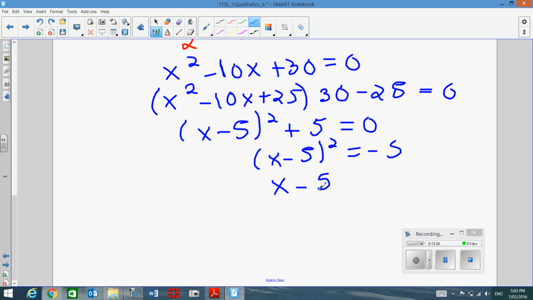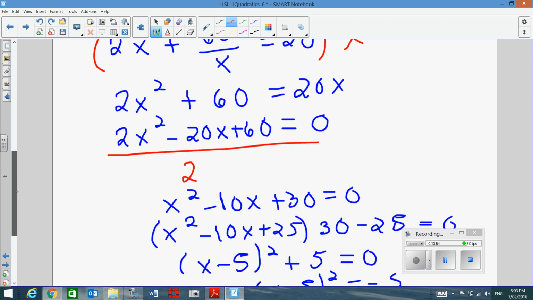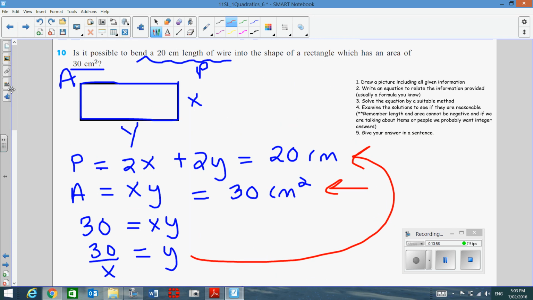So I now have plus or minus the square root of negative 5. Tell me something. There should be a red light going off in your head right now. There is something wrong with taking the square root of negative 5. So I haven't even finished, and I've realized that I'm actually not going to get a real answer by doing this. So let's go back up to the question, make sure I did this correctly. It says, is it possible to bend a 20 centimeter length of wire into the shape of a rectangle so that I have an area of 30?